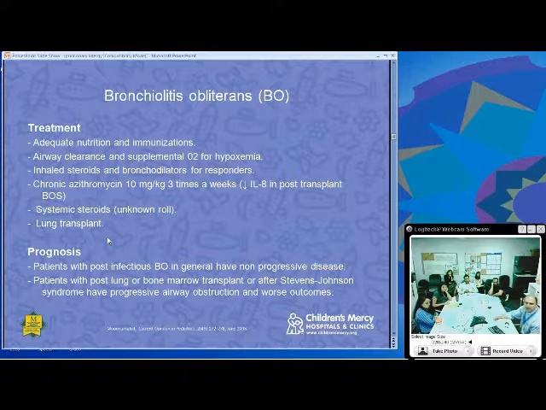So prognosis. Patients with post-infectious bronchiolitis obliterans in general do very well. They get the acute process. They have the persistent oxygen requirement that is non-progressive. And as they grow older and the lungs heal, the disease is going to resolve. But in patients with post-transplant for bone marrow or lung, they have persistent airway obstruction, and this is how these patients end up getting into trouble and actually dying from this problem.